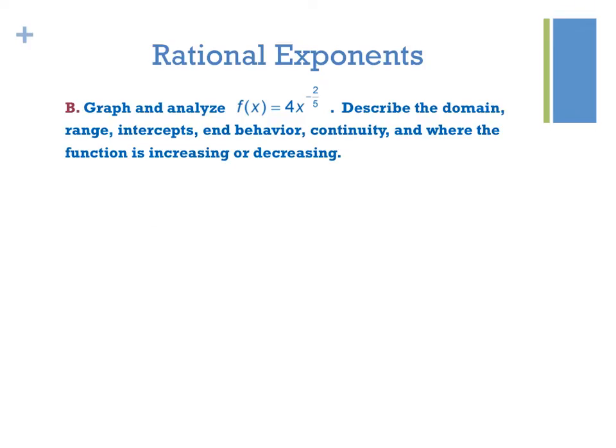Looking at example B with rational exponents, we have the function f of x equals 4 times x to the negative 2/5. So we have a negative rational exponent here. Again, a rational exponent is an exponent that's a fraction, and in this example, the exponent also happens to be negative. So what we're going to do is graph this function, and I'm going to graph y equals 4 times x to the negative 2/5 in Desmos, and then I'm going to analyze that function.